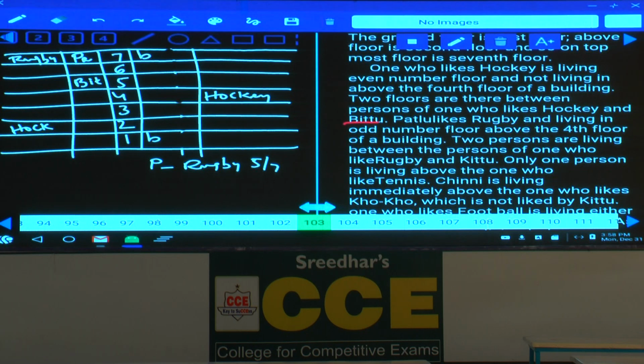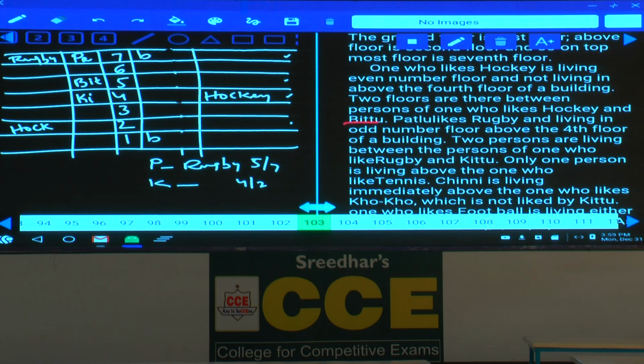And 2 persons are living between the persons who like rugby and Kittu. Rugby and Kittu, there must be exactly 2 persons. If rugby is on the 7th floor, Kittu can be on the 4th floor. What is the other possibility here? If rugby is on the 5th floor, Kittu must be on the 2nd floor. So there are 2 possibilities in this one: Kittu must be either on the 4th floor or on the 2nd floor. Then, in this one, exactly 2 persons between rugby and Kittu, hence Kittu must be on the 4th floor.